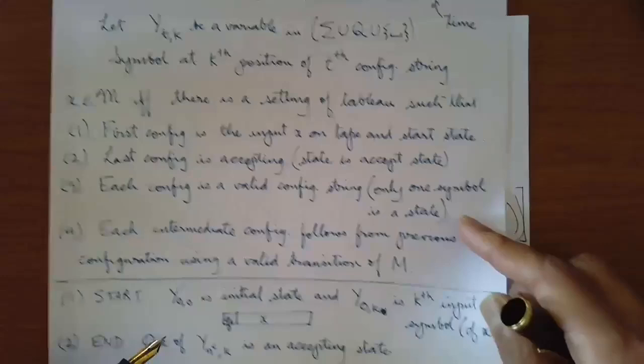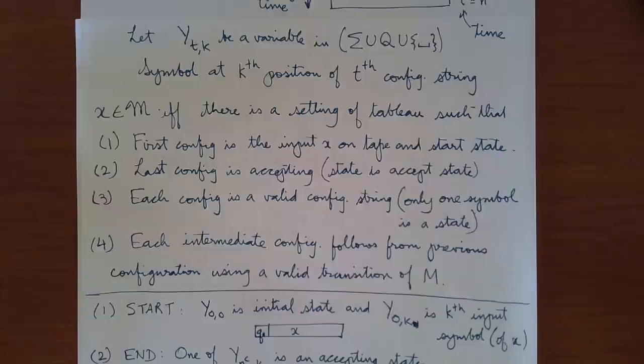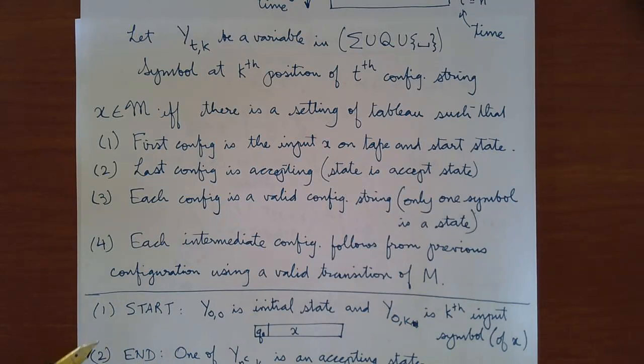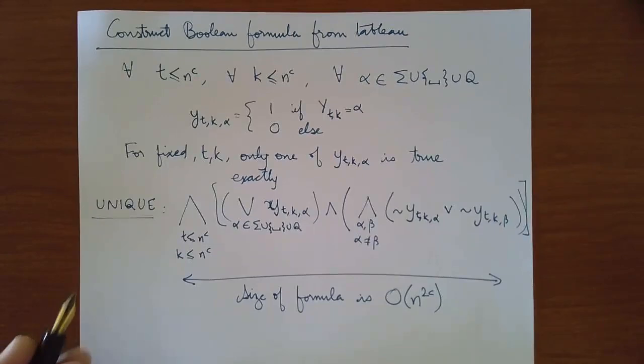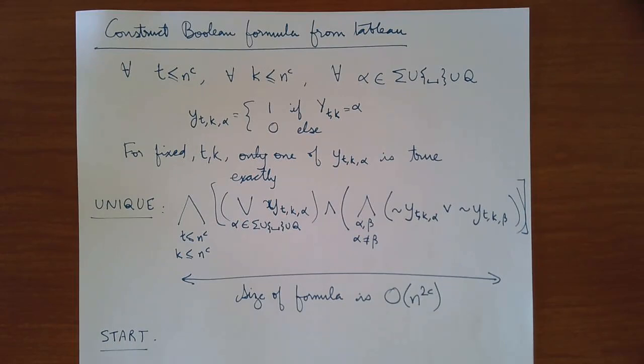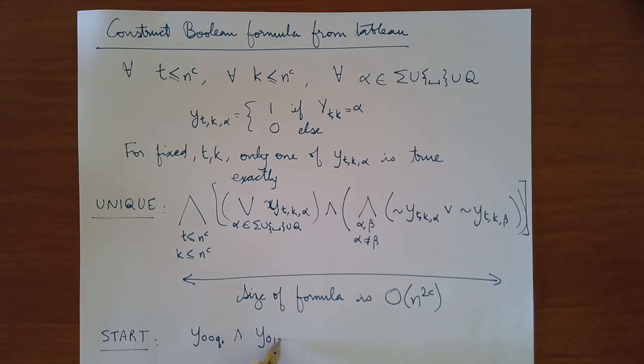Now, when you think of it, start is fairly easy because you just have to match the symbols here. So maybe I'll write this down just so that it is clear. What is start? The formula for start is simply going to say y_0,0 of q0 and y_0,1 of x1, because x, remember, was the input. x was the input that we're trying to determine whether it's in the language or not. And so you could just say that x has a bunch of symbols, x1, x2, x3, and so on and so forth, and y_0,2 of x2, and y_0,3 of x3, and so on.